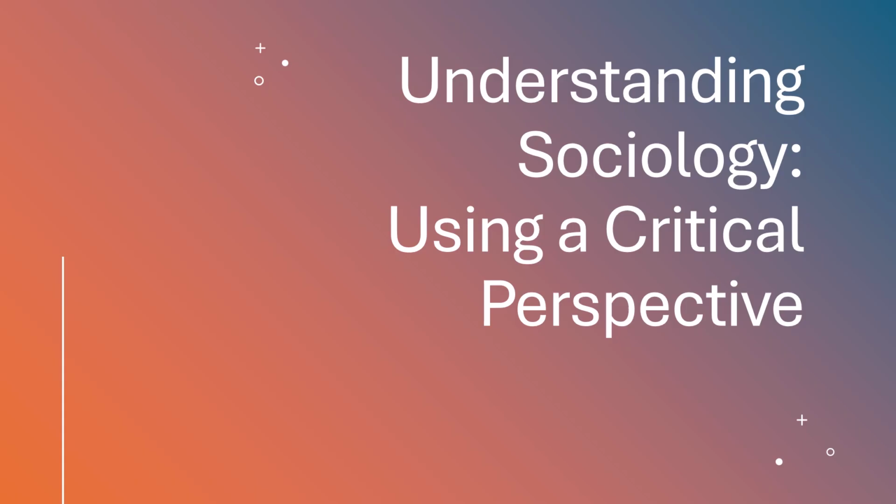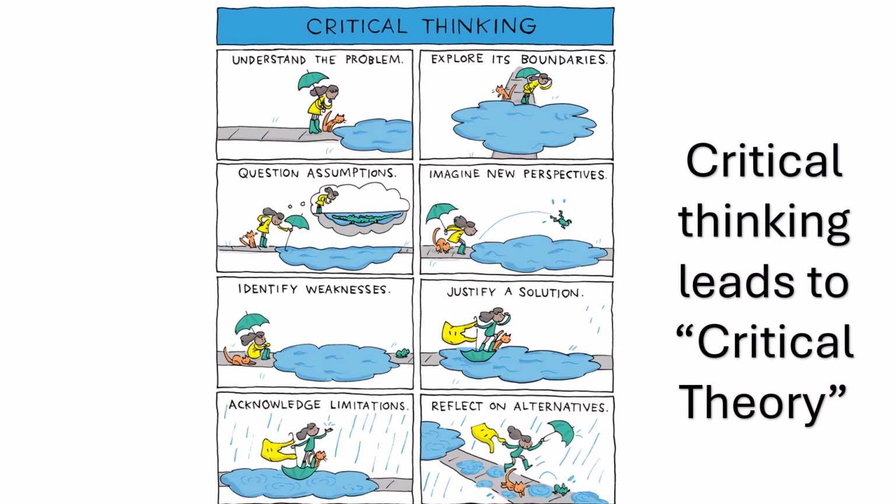One of the goals of this class is to understand sociology. Understanding sociology is inherently connected to using a critical perspective about how society interacts with individuals. Critical thinking leads to what are often called critical theories. And you will see, as is illustrated by this small cartoon, that critical thinking has many steps: understanding the problem, exploring its boundaries, questioning assumptions, imagining new perspectives, identifying weaknesses, justifying a solution, acknowledging limitations, and reflecting on alternatives.